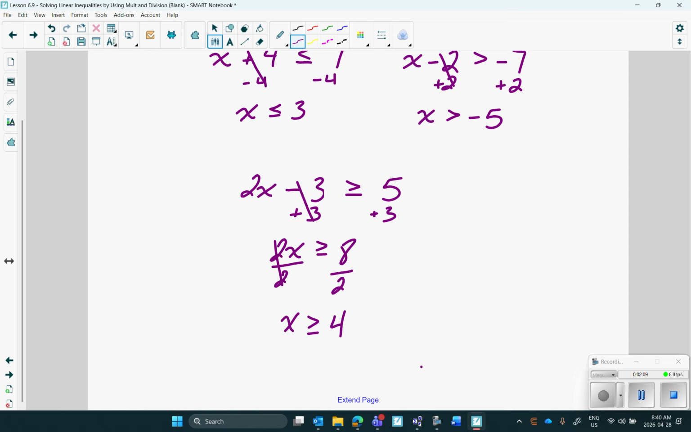What if I said this? What would you do? Times both sides by 3, because times 3 and divide 3 cancel each other out to 1. And we're going to 2 times 3. And you get x less than or equal to negative 6. So it seems like multiplying and dividing is pretty straightforward. Same with addition and subtraction, except for one thing.